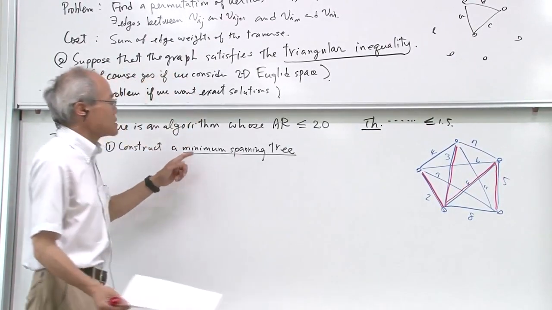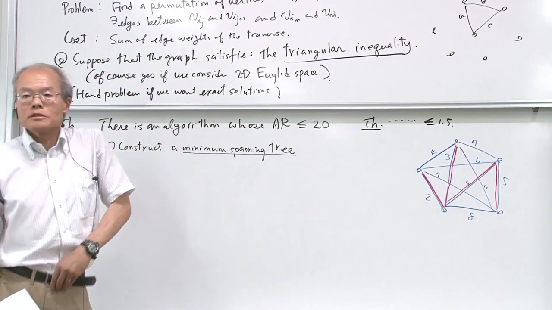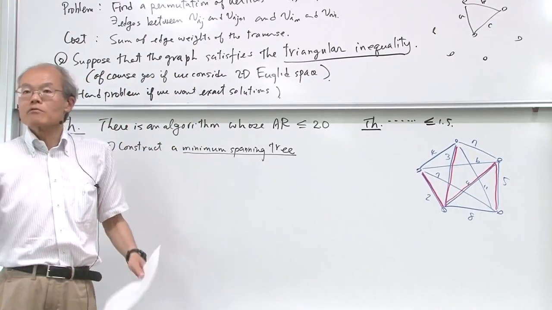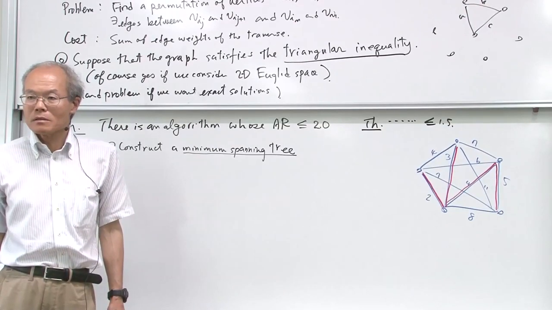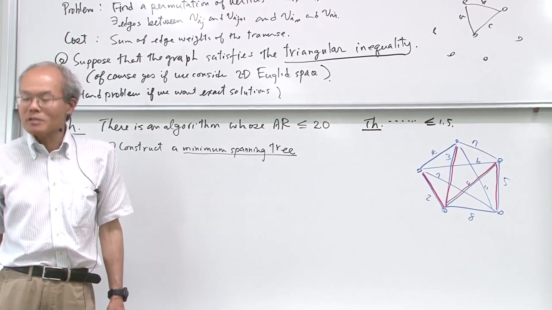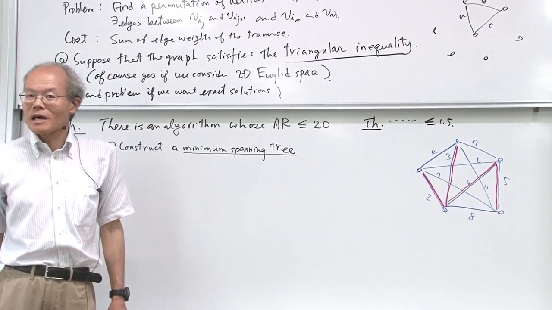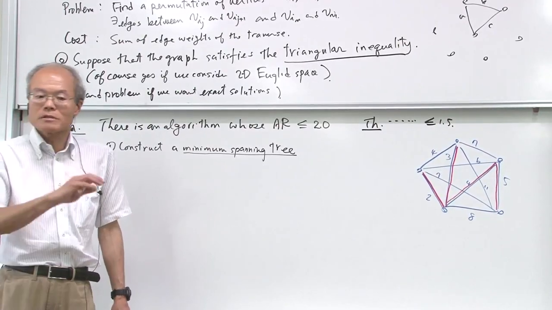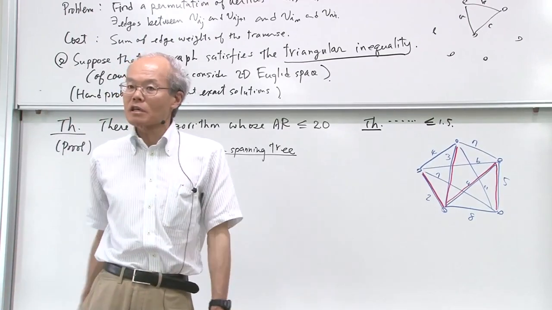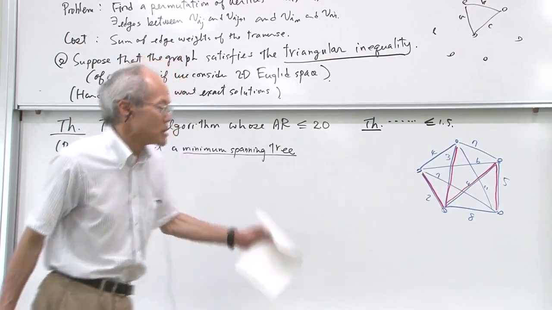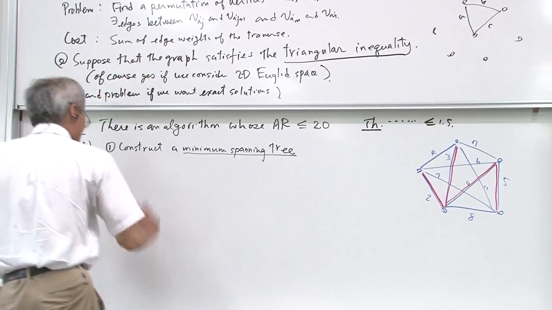The minimum spanning tree is pretty easy. Just use a greedy algorithm, and that is correct. Of course, you need a proof, but I skip it, because if you visit some algorithm textbook, they include this problem. So this is easy.